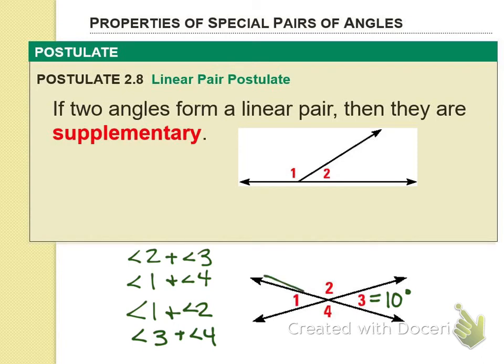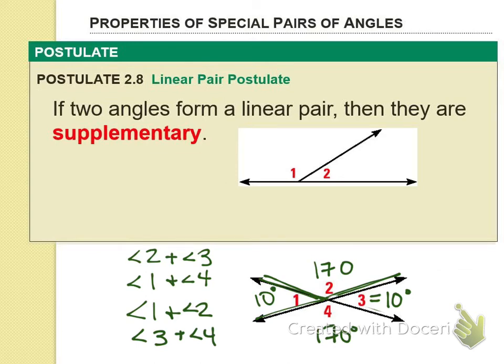So if they're supplementary, what do I do to find the measure of angle 2? Subtract it from 180. So what is 180 minus the 10 degrees we already have? 170. So then what does angle 1 have to be if 2 is also a linear pair with angle 1? 10. And then 4 has to be 170. Okay, these are all of the linear pairs. So if they're next to each other in this kind of picture, they add up to 180.